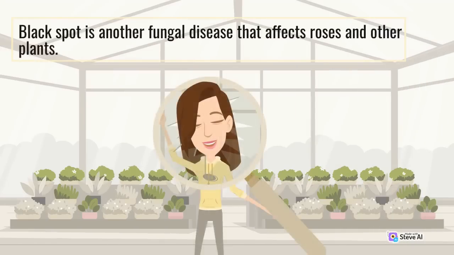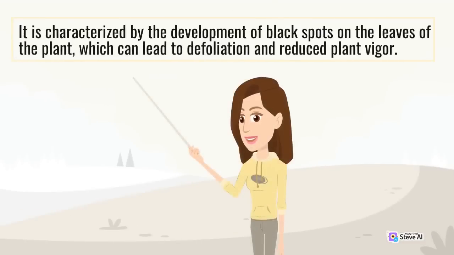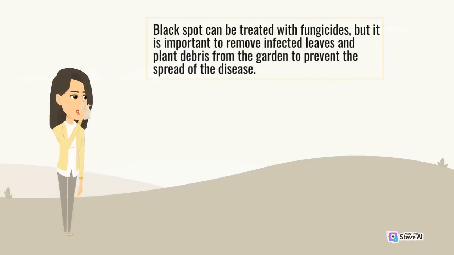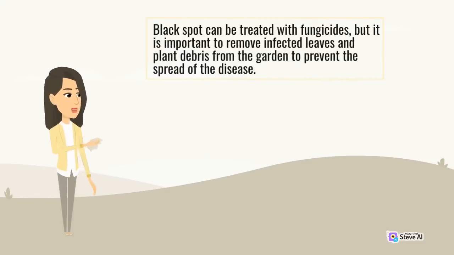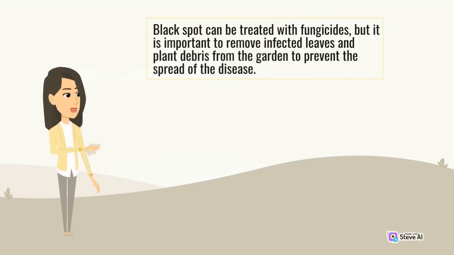Black spot is another fungal disease that affects roses and other plants. It is characterized by the development of black spots on the leaves of the plant, which can lead to defoliation and reduce plant vigor. Black spot can be treated with fungicides, but it is important to remove infected leaves and plant debris from the garden to prevent the spread of the disease.